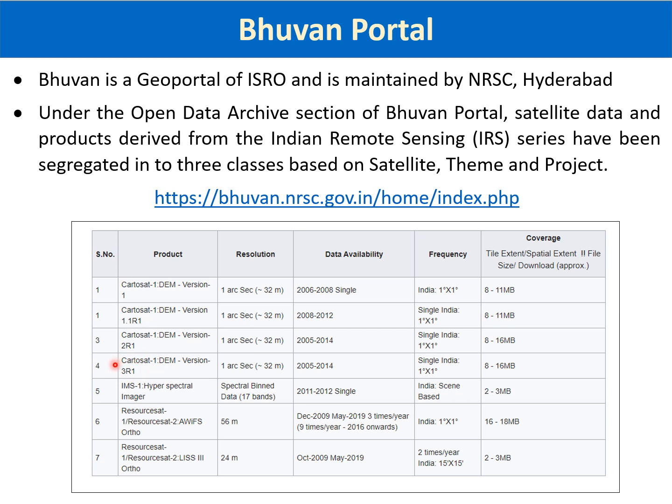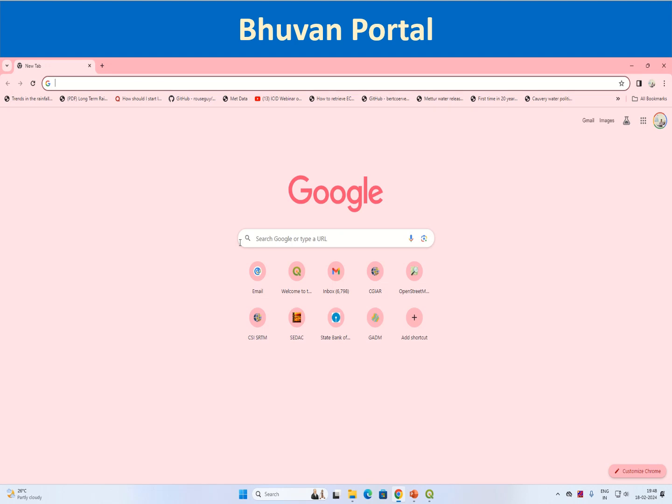Useful data sets like Cartosat digital elevation model version 3 at a resolution of 1 arc second, which is approximately 32 meters. And then ResourceSat, AWiFS, and LISS-3 data sets, which are at the spatial resolution of 56 meters and 24 meters respectively. These are multispectral imagery, and there are a few more data sets.